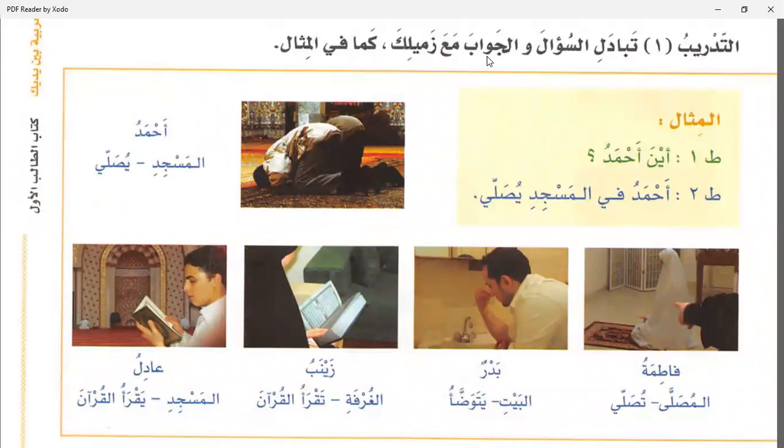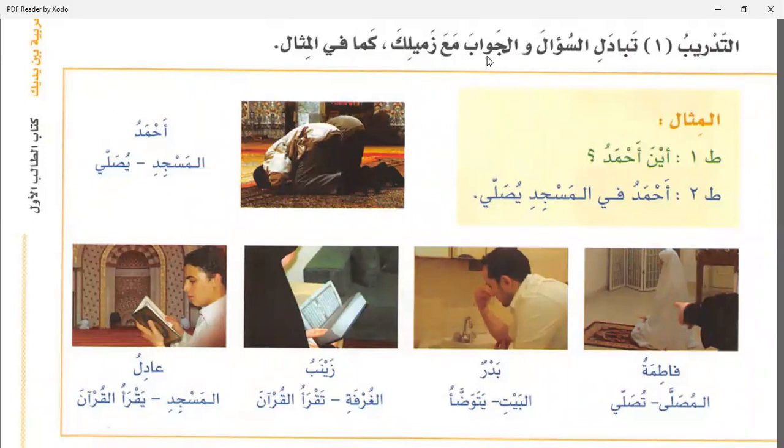So now I need two students. Anyone raise her hand? Miss Kinza, you are first student, and Miss Salwa, you are second student. Read the example.